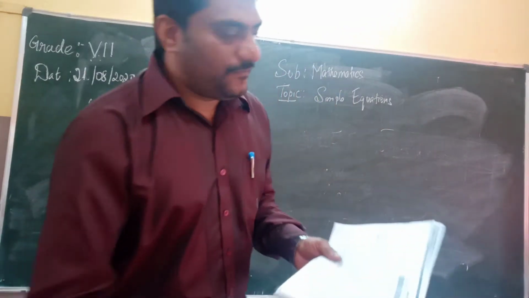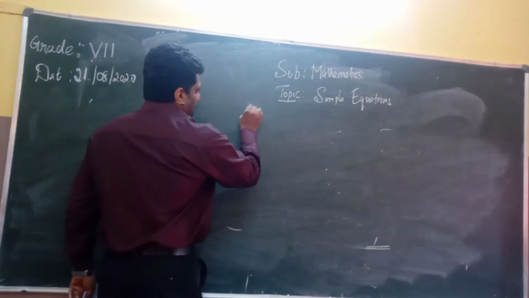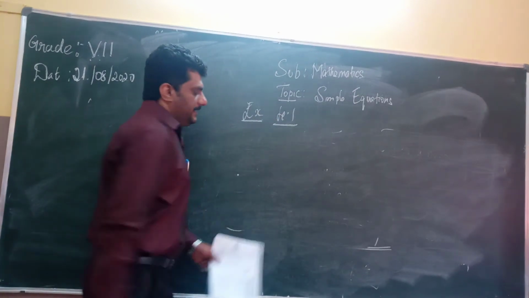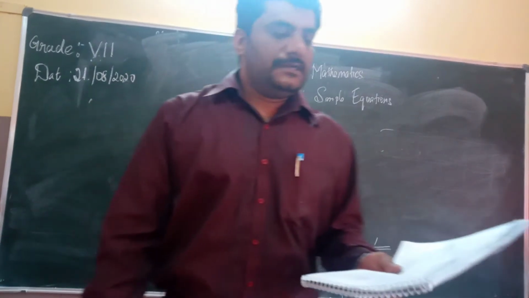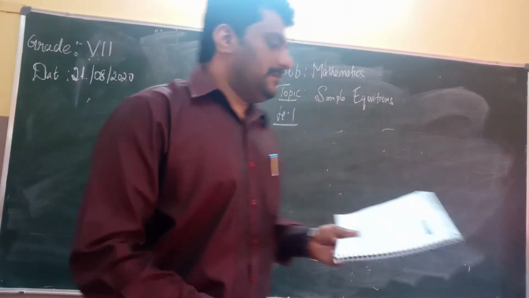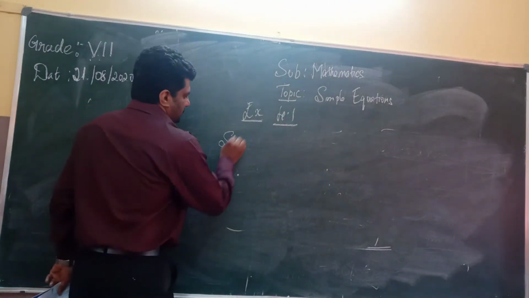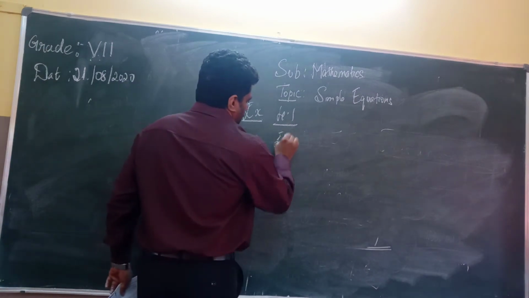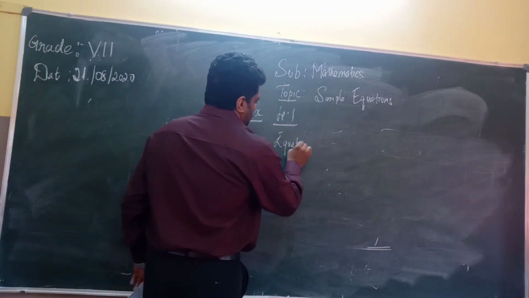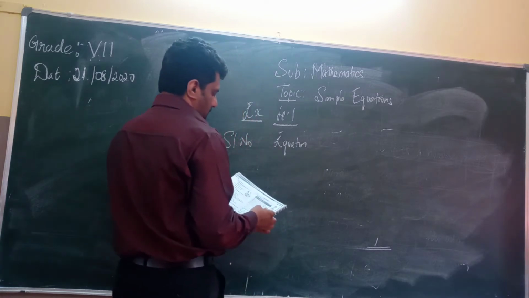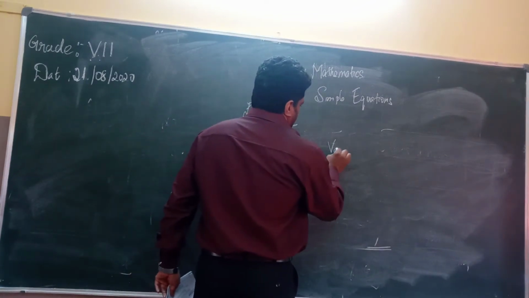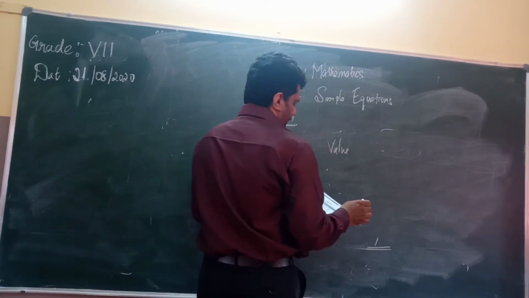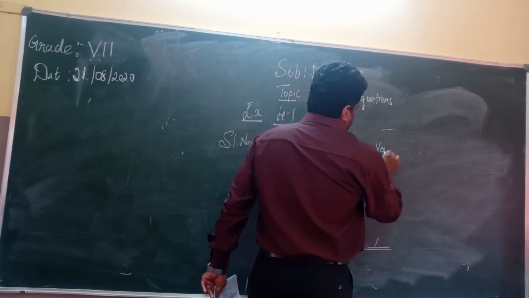Now in exercise 4.1, they've given a table: serial number, equation, value, yes, no.